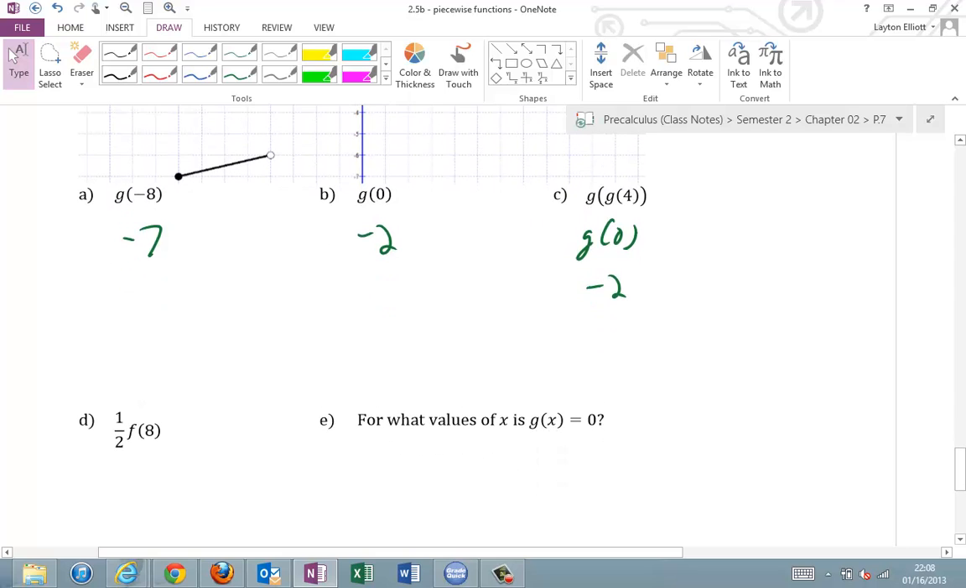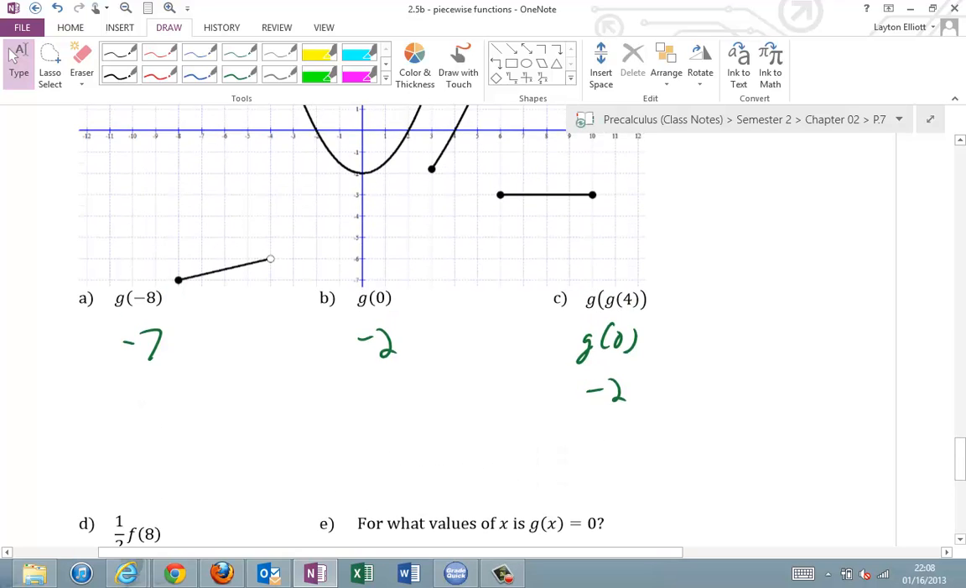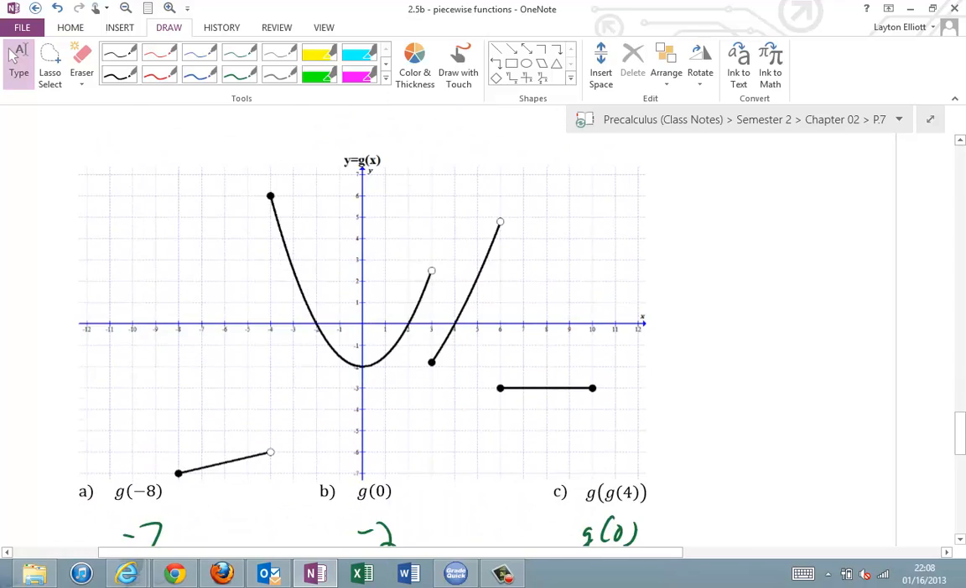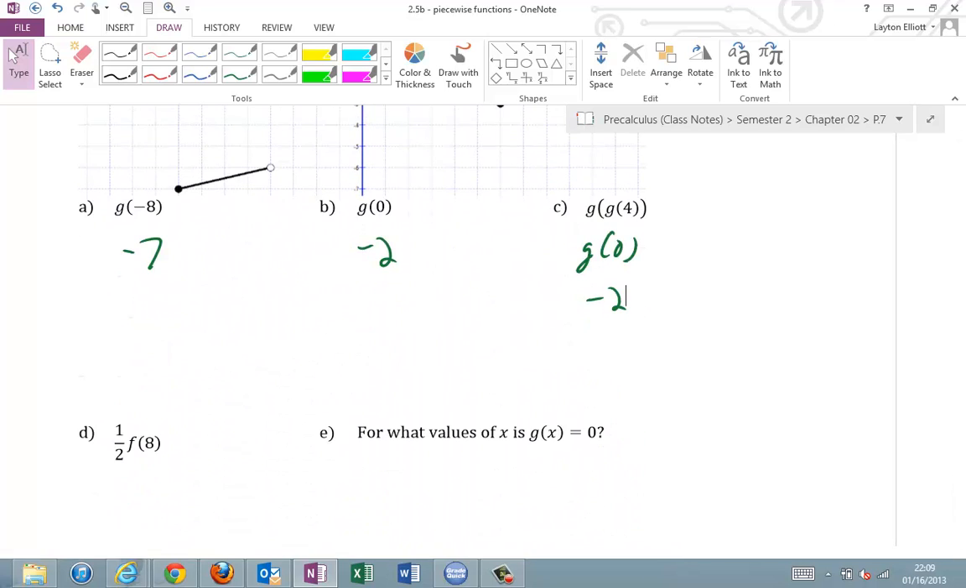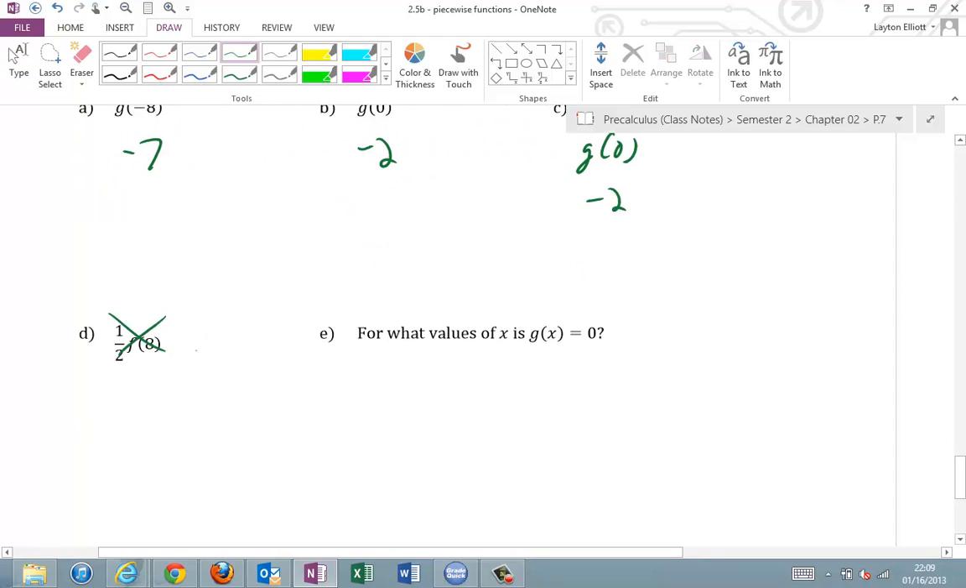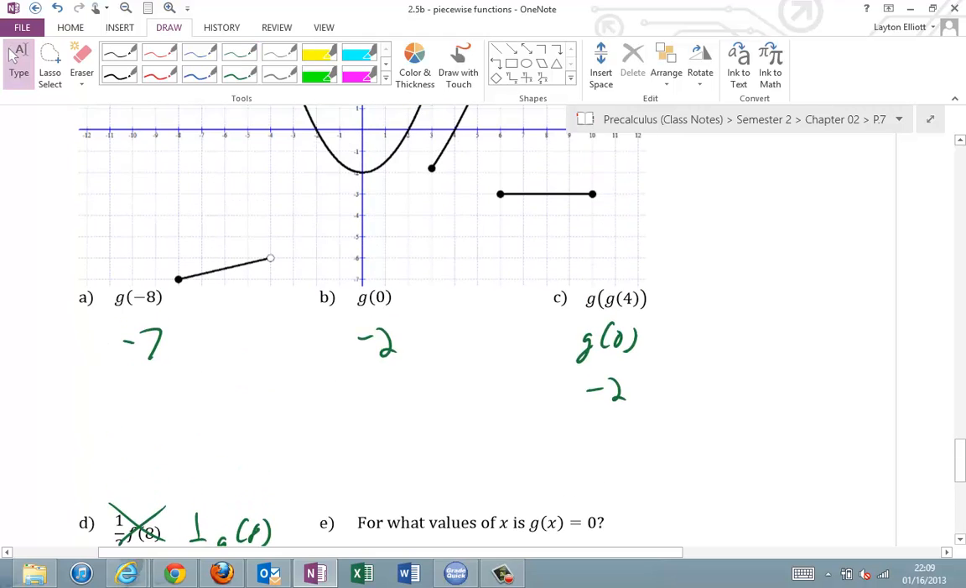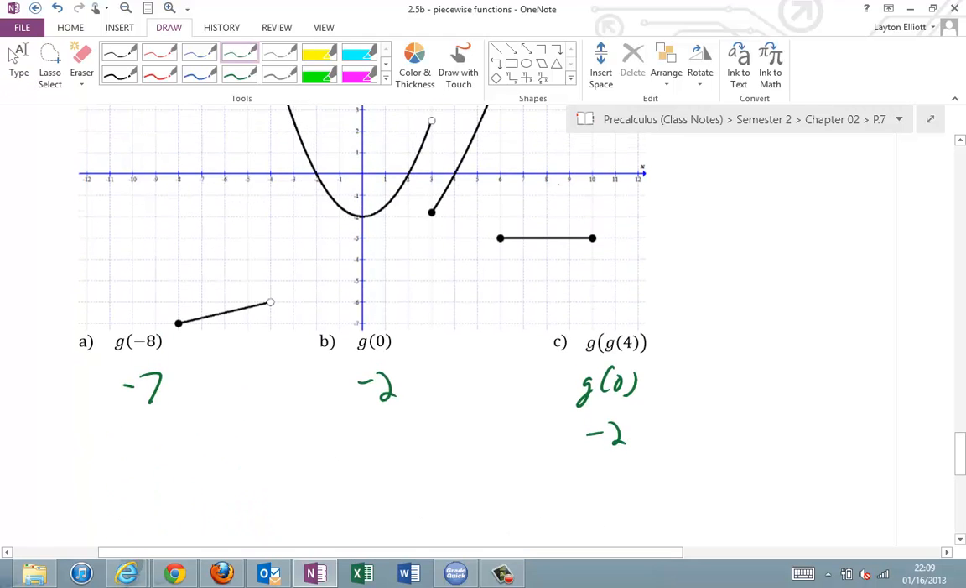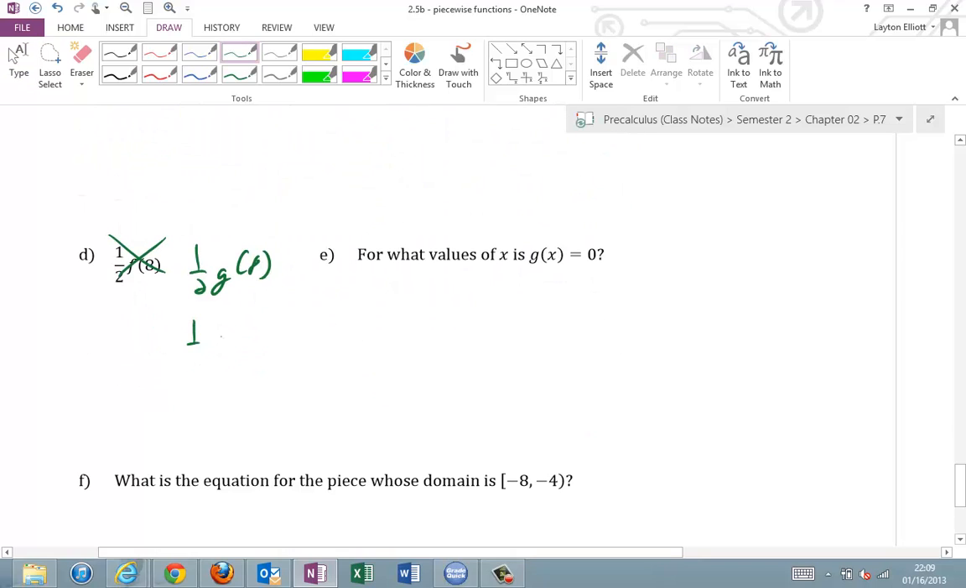Okay, then we have 1/2 f of 8. That's a typo. Can't believe that's stuck in here already. There is no f. So I would say there's nothing there, but then let's change that to 1/2 g of 8. g of 8 back up here is, let's see, 8 down to negative 3. So g of 8 is negative 3, so that's just 1/2 times negative 3, which is negative 3/2.